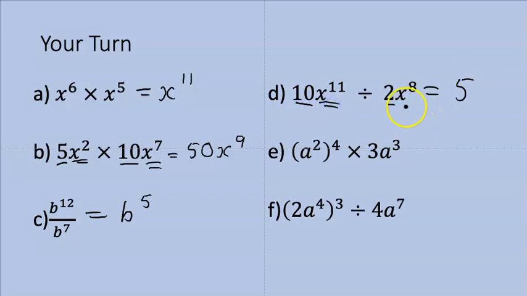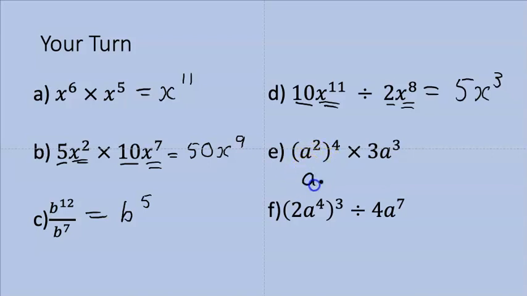x to the 11 divided by x to the 8. So I do 11 take away 8. That gives me 3. And then for E and F, I do the same rules as I did. I first do the brackets and then I multiply.